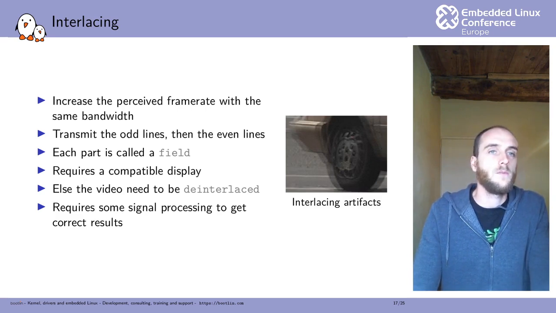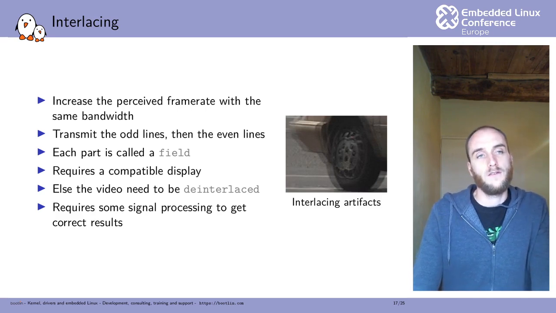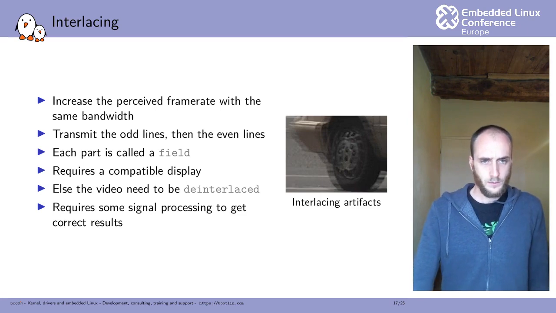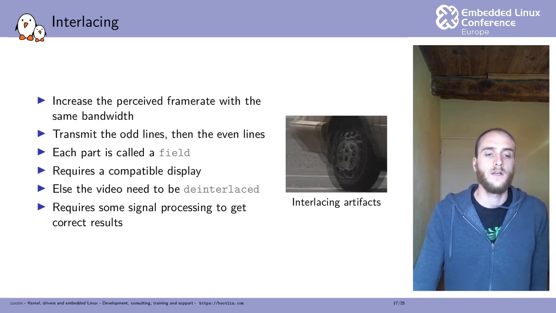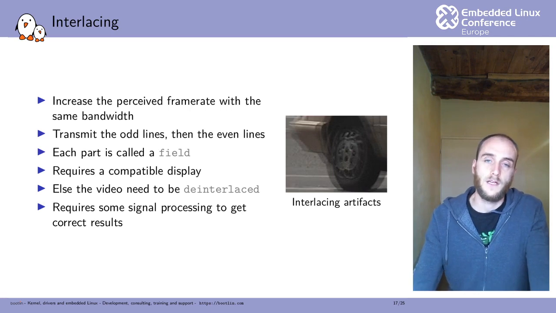So if the object that you are filming is moving very fast horizontally, you will have some interlacing artifacts, displaying some double images with some weird shadowing effects. So removing these artifacts is a process called deinterlacing, and deinterlacing is not easy to do at all. So if you want to have a deinterlacing component inside your video pipeline to display a proper image coming from an analog source, you will probably need either an advanced image signal processor or use your CPU to do the conversion.